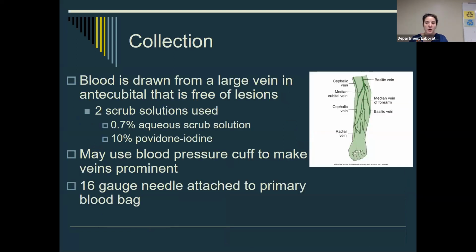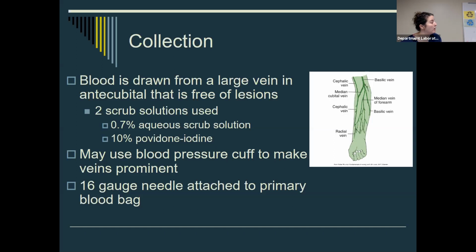And blood is going to be drawn from a large vein, so we usually use the antecubital area. Again, this is a 16 gauge needle, so it's very large. We want to make sure that we have a very good vein that allows very good established blood flow, all right? And then here are your 2 scrub solutions that are used. Sometimes you might even have the phlebotomist put a blood pressure cuff on, usually about 40 to 60 millimeters of mercury, just to allow distension of that vein. All right.